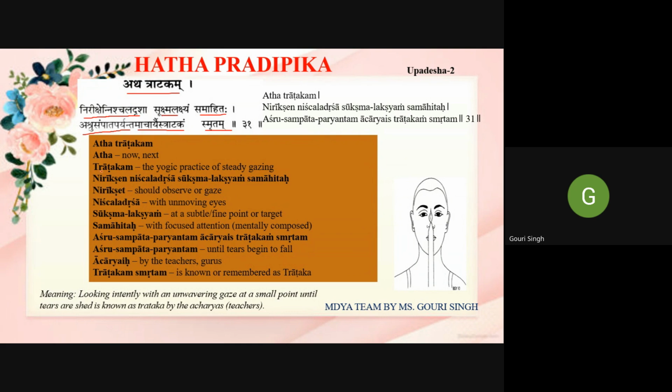If you are able to see here, Atha Tratakam, it is the English version of this sloka. Nirikshyate means whenever you are gazing at a point and visualizing one point without any blinking of your eyes, that is called Nirikshyate, that you are seeing a particular thing. Here it is not defined in which area you need to gaze. Here he has only given Sukshma Lakshya. You have to use Sukshma Lakshya, or any subtle point.